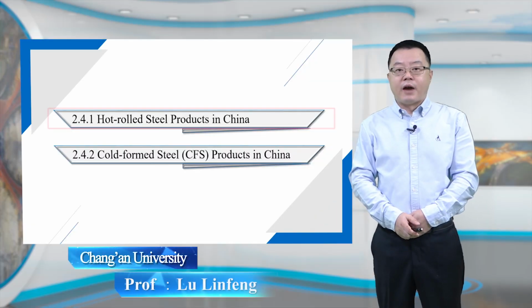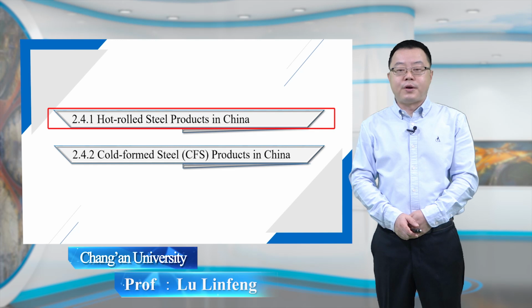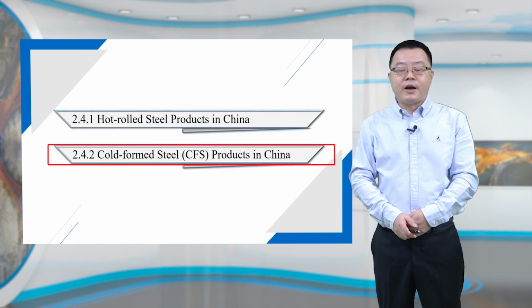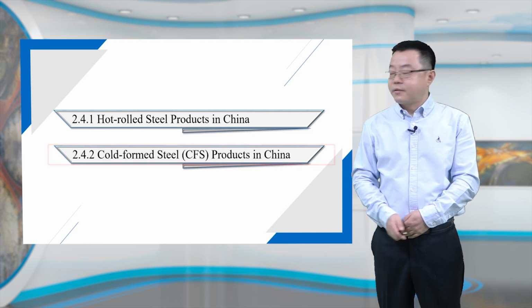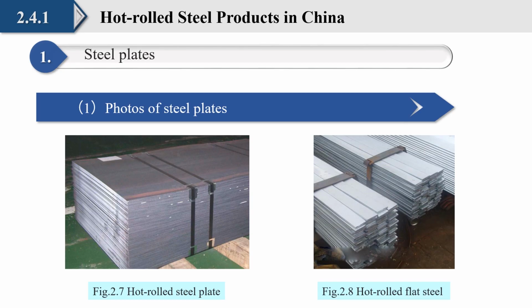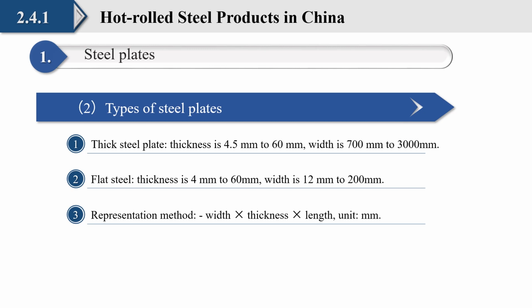In this lesson, I will introduce some structural steel products in China, including hot-rolled steel products and cold-formed steel products. The first type of hot-rolled steel products is steel plate, including hot-rolled steel plate and flat steel. The thickness of steel plates is from 4.5 mm to 60 mm, called thick steel plate.